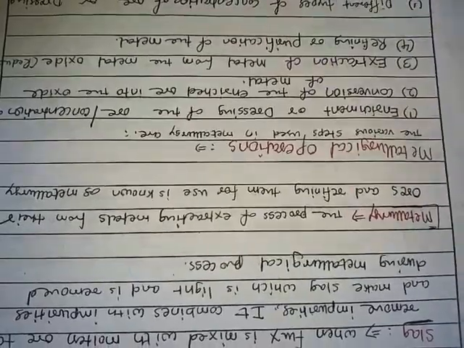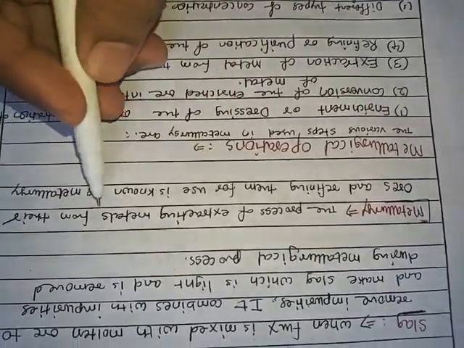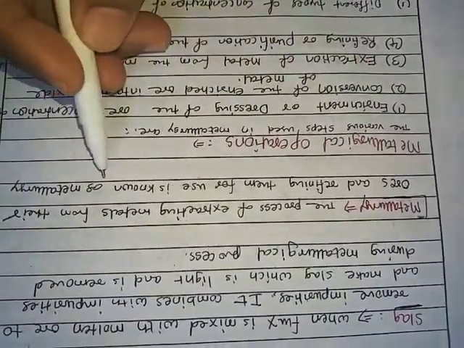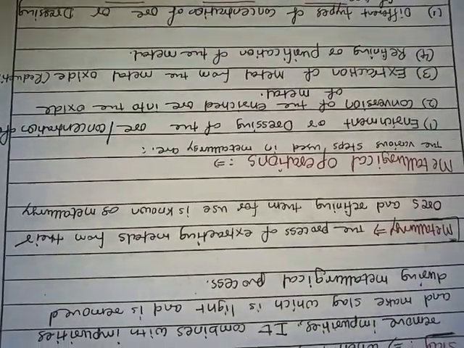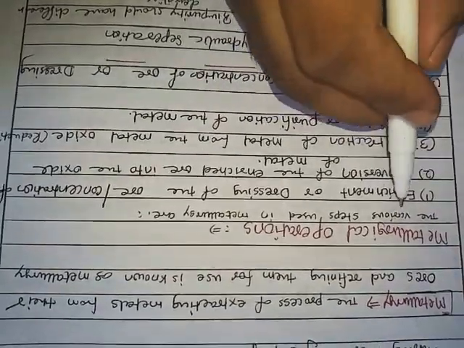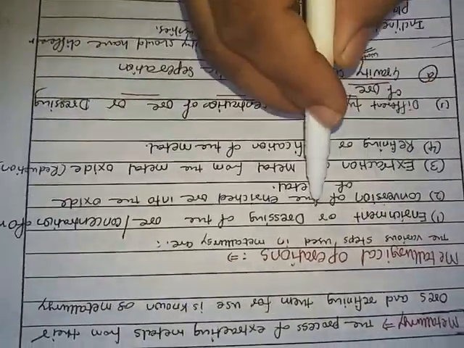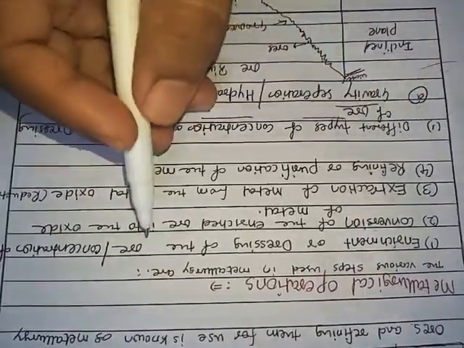Now we are going to discuss metallurgy. Metallurgy is the process of extracting metals from their ores and refining them for use. Metallurgy is very vast. Now we will see the metallurgical operations, the various steps used in metallurgical processes. First, enrichment or dressing of the ore, or concentration of ore. It is the first method.